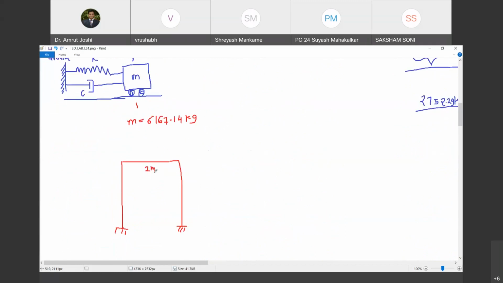This is 2 meter. This is 3 meter. Happy? Please let me know if you have understood this part. Then I can proceed ahead. I am waiting for your response.